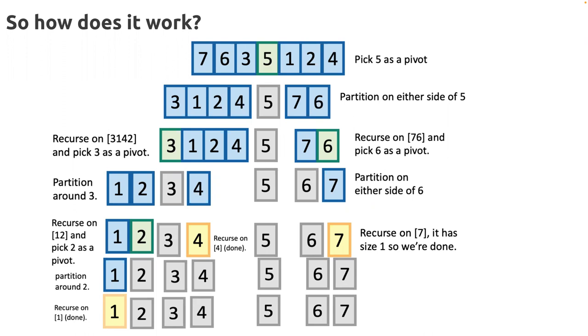Yes, it calls itself recursively. So it picks one pivot, splits into the left and the right. Then it calls itself on this. So it pretends this doesn't exist and it just calls itself again. Picks a pivot, three in this case, splits into left and right, okay? And this is actually what's going on if you draw out the entire recursion, okay?